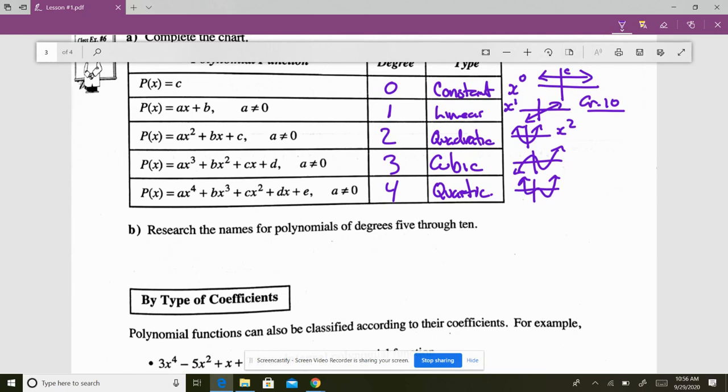I usually go through these. Let's just do it quickly. 5, 6, 7, 8, 9, 10. Anybody know what a fifth degree polynomial would be called? 4 is quartic. Anybody know what 5 is? Quintic. Anybody know what 6 is?